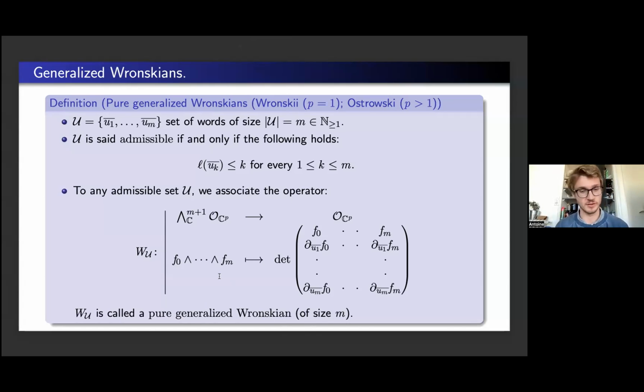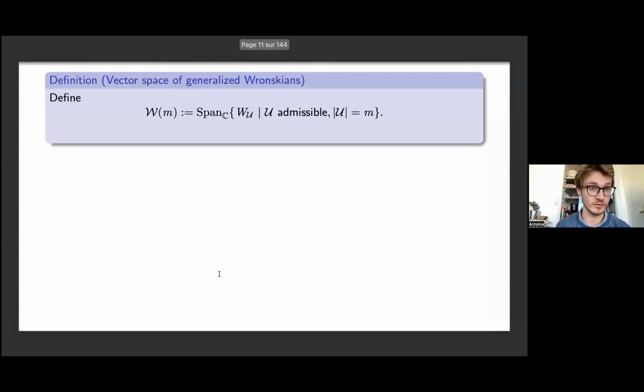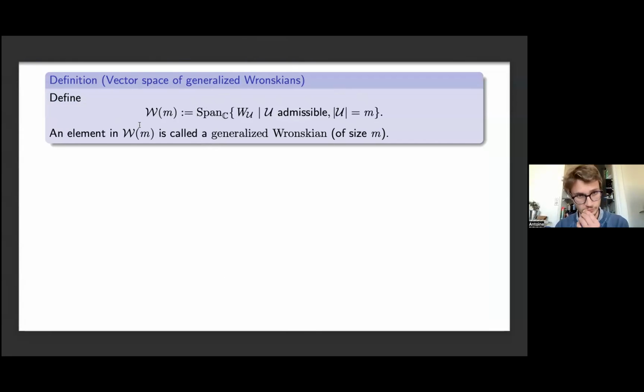When we have defined this pure generalized Wronskian, we can take the span of them. So we define the vector space of generalized Wronskians, which is the following. An element in this vector space will be called a generalized Wronskian of size m.